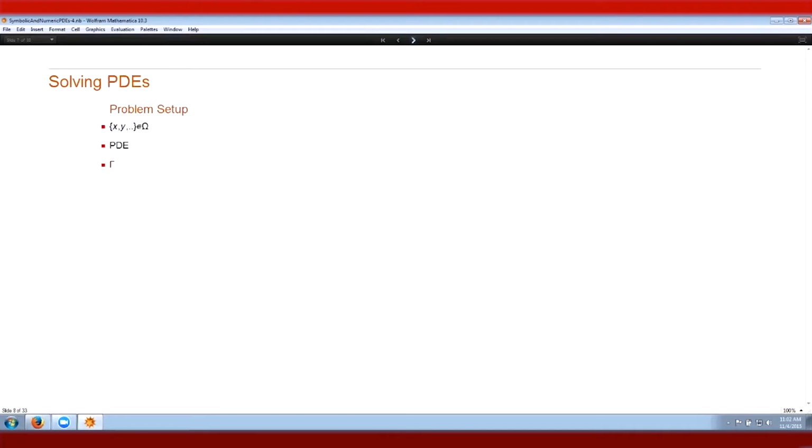To solve PDEs, typically you need to specify three things. You need to specify the region omega. Of course, you need a PDE that you'd like to solve. And thirdly, you need to specify boundary conditions that interact with the PDE and the boundary.